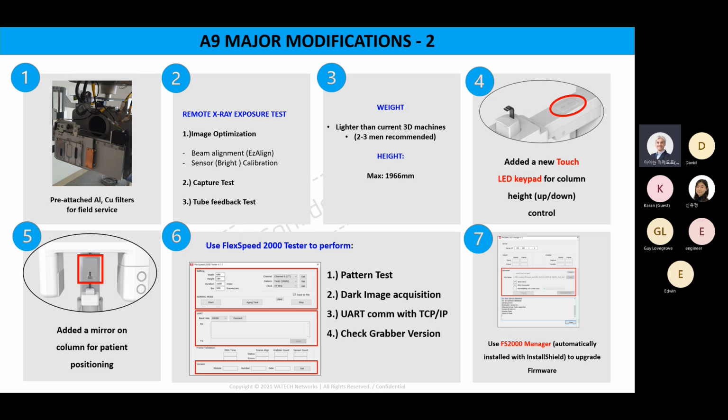We also added a FlexSpeed 2000 tester. It's called the FlexSpeed 2000 tester. It's in order to perform the pattern test, and you can do a dark image acquisition or UART communication with TCP/IP and check the grabber version, for example. So all this is possible with this new FlexSpeed 2000 tester.